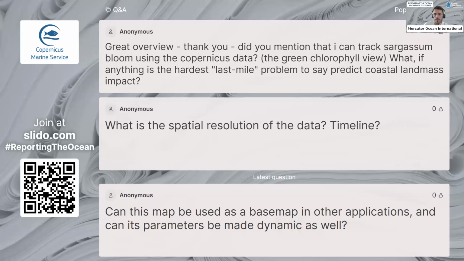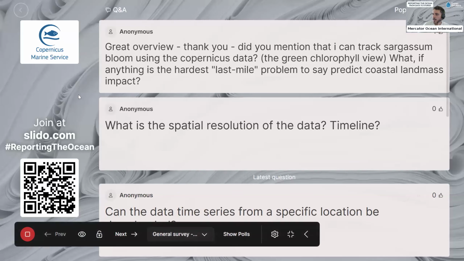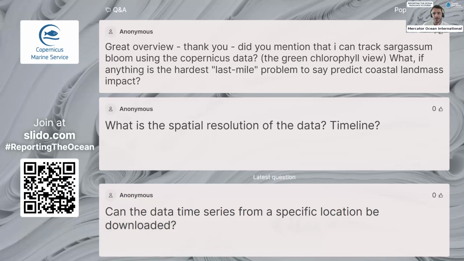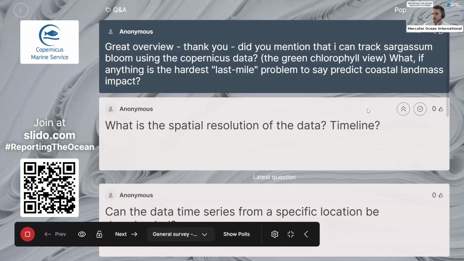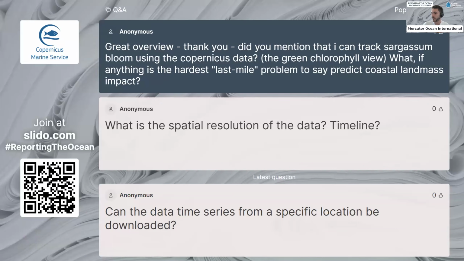We did receive a few questions that I will share now. The first one is: great overview, thank you already. Did you mention that I can track sargassum bloom using the Copernicus data, the green chlorophyll view? What, if anything, is the hardest last mile problem to say predict coastal landmass impact?